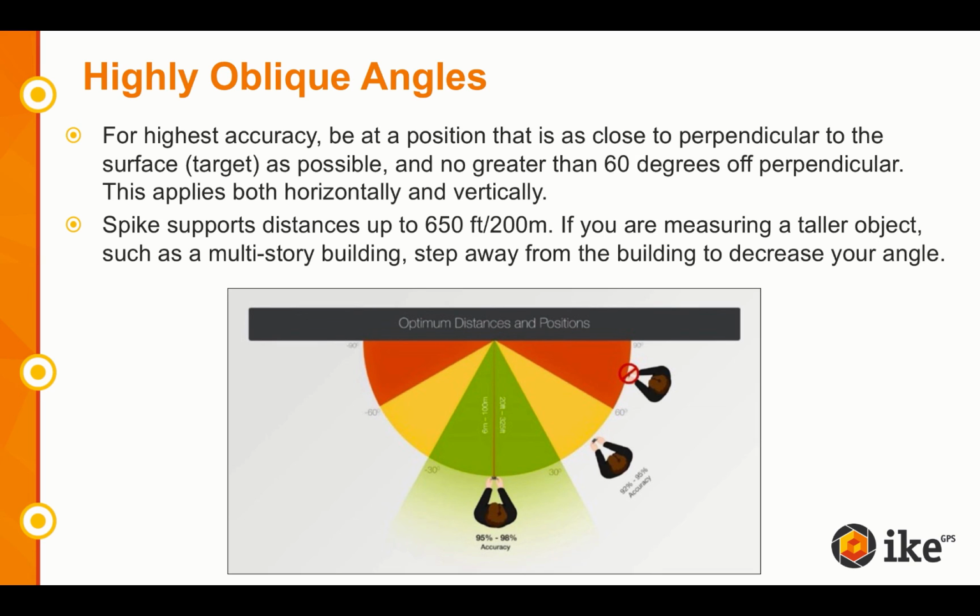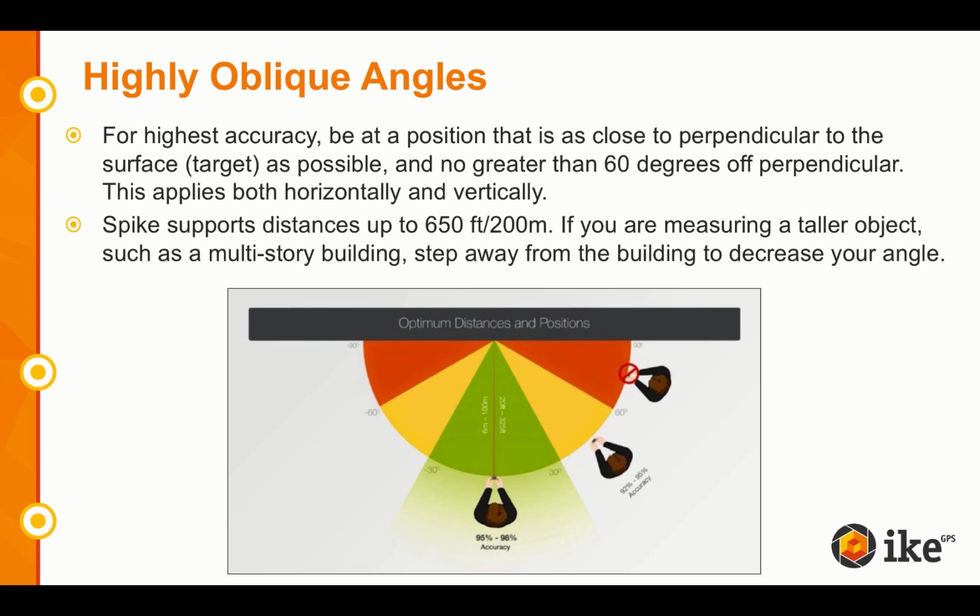Keep in mind that with Spike, you can be up to quite a distance away from your target. This allows you to move yourself to reduce angles. For example, rather than standing right below a pole sign or multi-story building, you can step across the street to a safe location and reduce your horizontal angle. Or you can walk over a few feet and position yourself at less than a 60-degree angle horizontally.